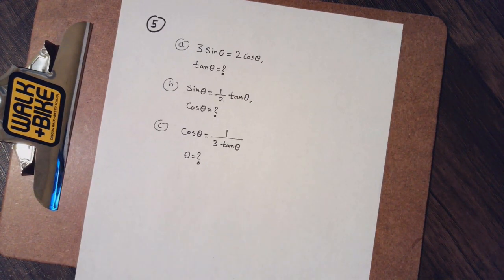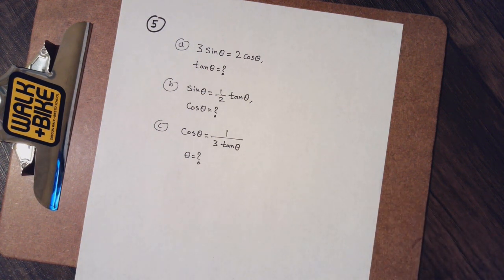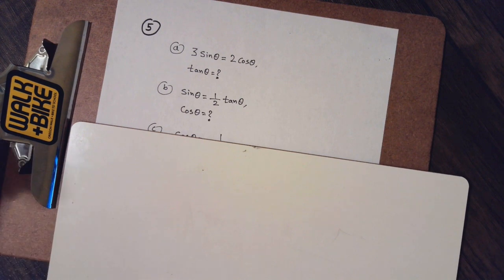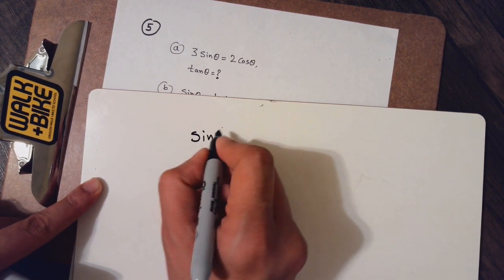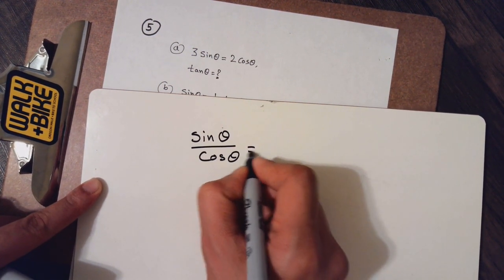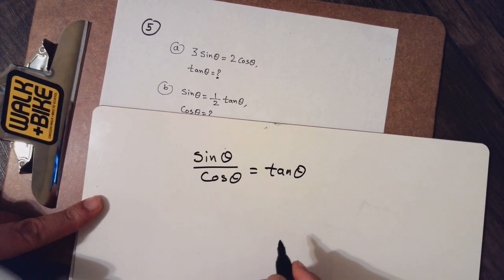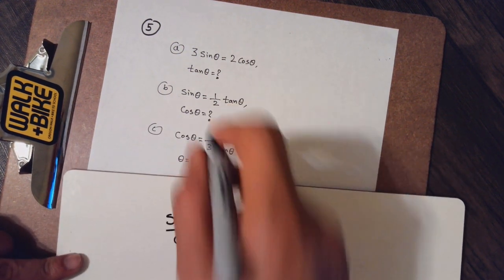Okay. Problem number 5, I have a few trigonometric ratios, and just based on the definition, if you followed the problem solving so far, I think you should be able to do these. But let's do them anyway. And before we start, let's do a quick review of a couple things. I'll just write it down. Sine theta divided by cosine theta equals tan theta. And what else? Yeah, I feel like that's the only thing you need to remember for these problems.